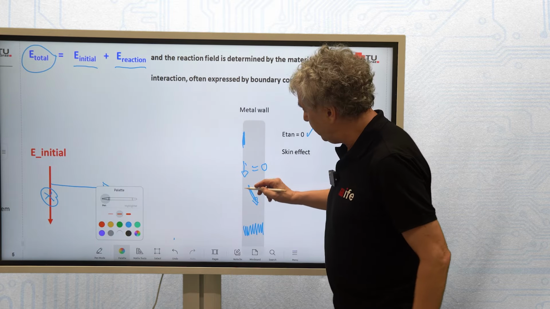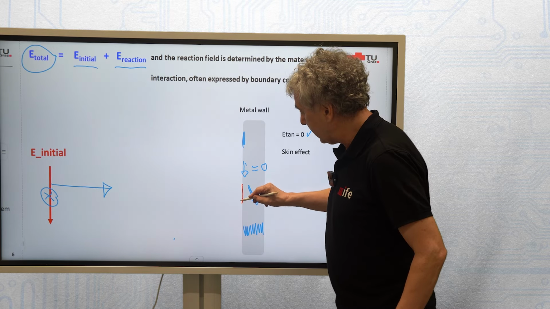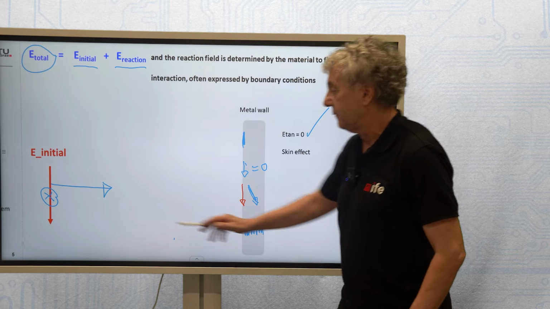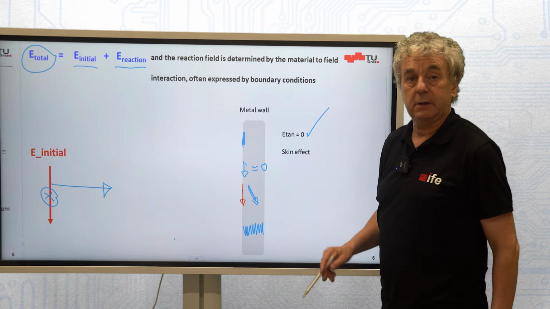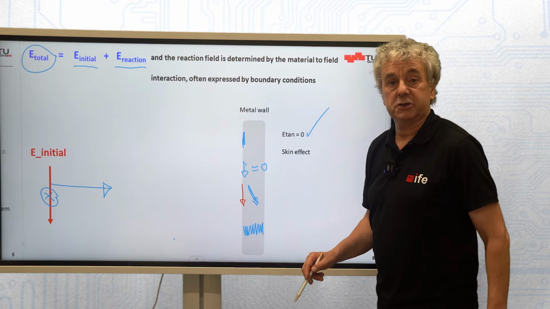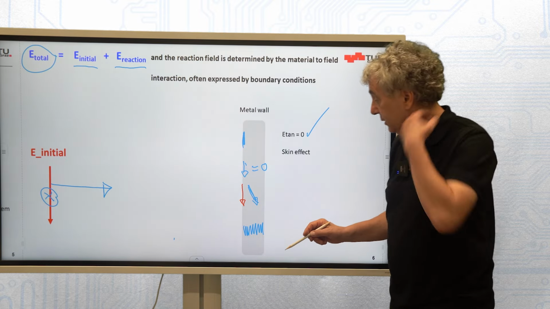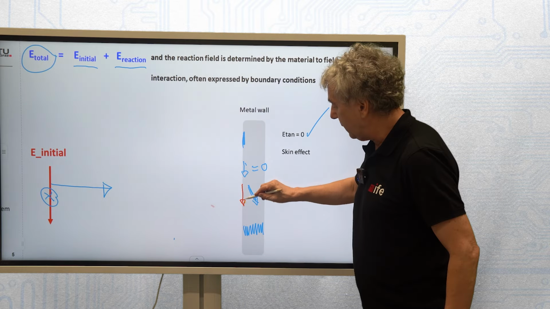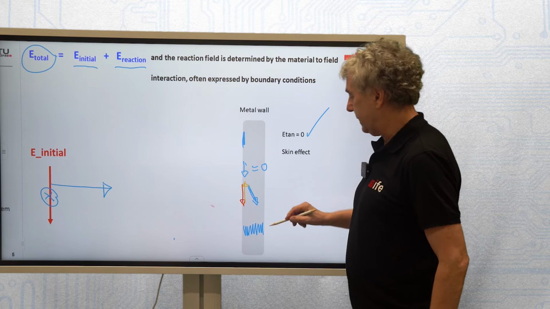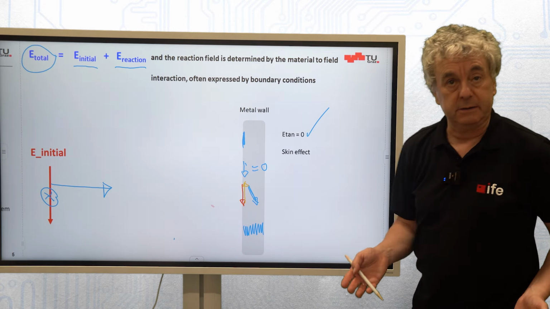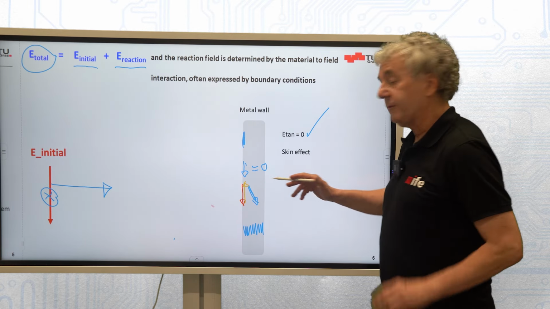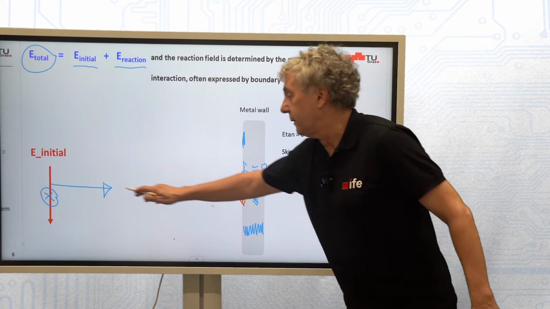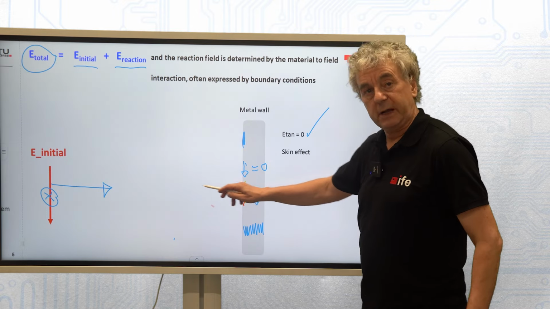Let's say the electric field would come here and create this electric field. So the electric field from here has reached this point. Now this violates boundary conditions. Because it violates the boundary condition, a current will flow. The current on the surface of the metal will create a reaction field. So suddenly we have two fields: the initial field coming from here and the field from the reaction.